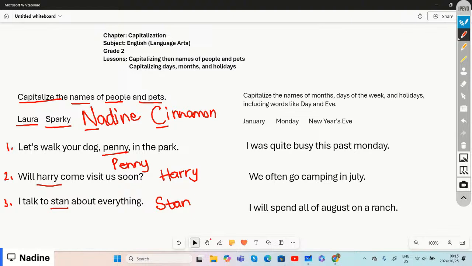All right. So other than capitalizing names of people and names of pets, we need to capitalize the names of months. We need to capitalize the days of the week. And we need to capitalize holidays, including words like Christmas Day, for example, or something Eve. So that is what we need to do.